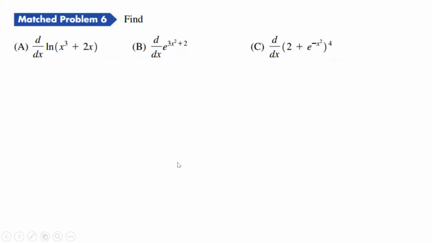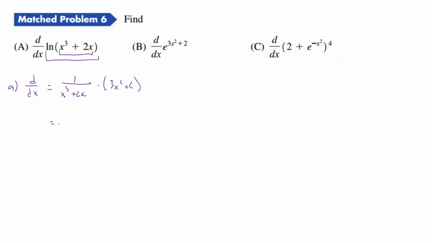All right, so what do we have here? Find the derivatives. So we have the derivative with respect to x of ln of x cubed plus 2x. For a, we have d dx is equal to what? Well, we have an inside function and we have an outside function. The derivative of the outside function is going to be 1 over x, but our x part is this, so it's going to be 1 over x cubed plus 2x times, now we have to take the derivative of this. And that's going to be what? Well, that's going to be 3x squared plus 2.